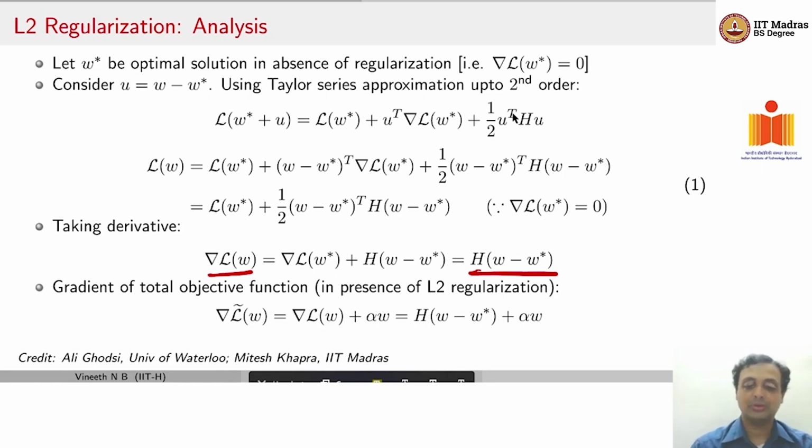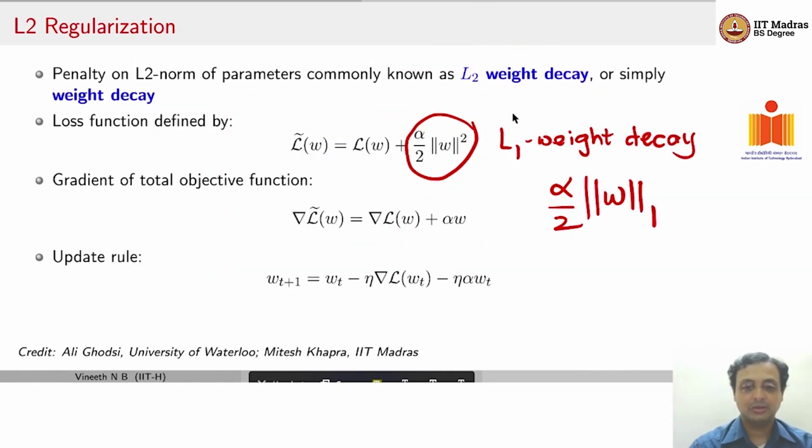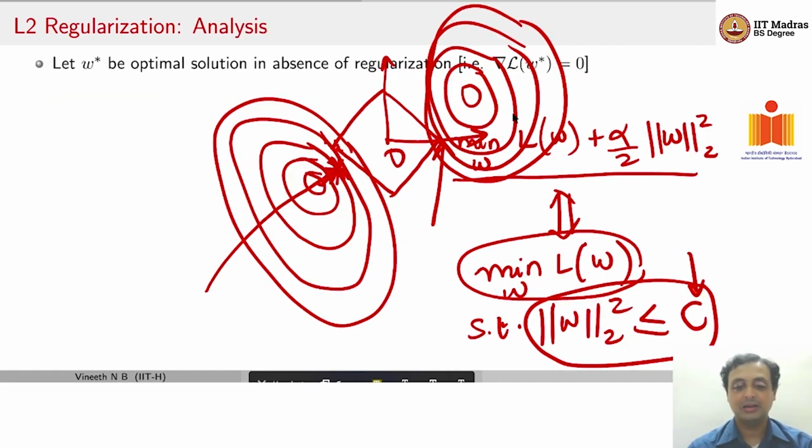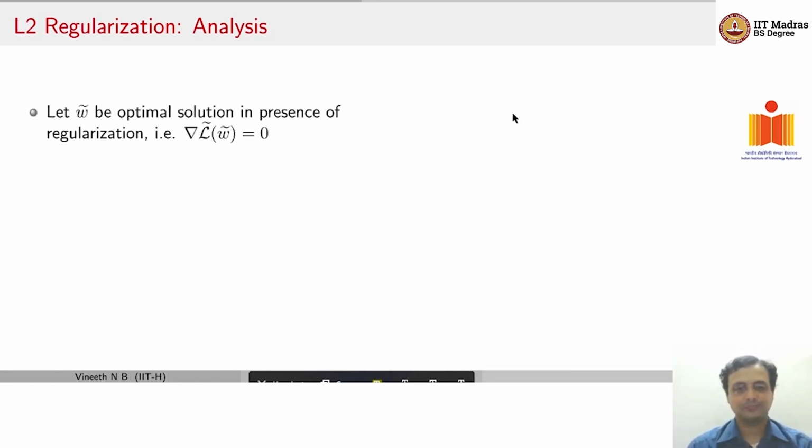Rather, going back to this equation that we had on the previous slide, let's write that out now here. Grad of L tilde (w) is equal to grad of L(w) plus alpha w. That's what we saw earlier. And grad of L(w) can now be written as H (w - w*) plus alpha w. Why all this? What do we want to do with this?